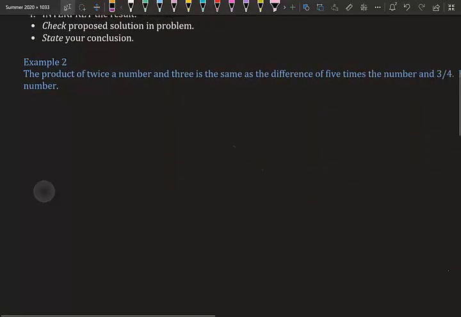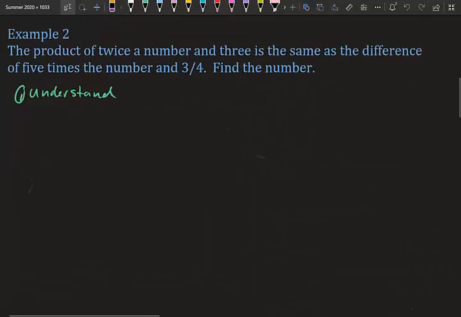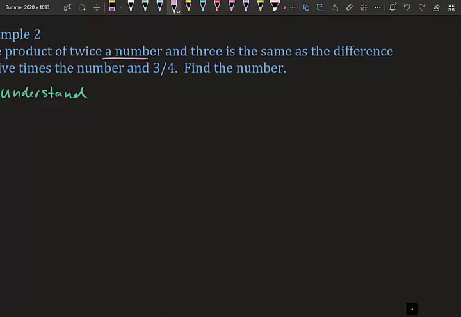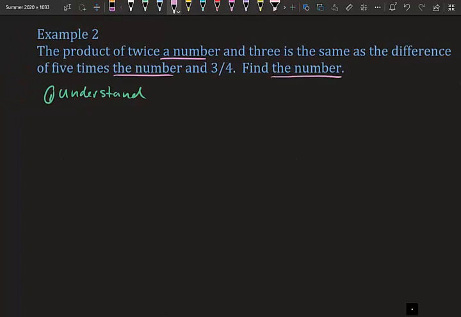Alright, example 2. Our first step is to understand. Understanding means we're going to find the unknown, and we're going to read it and read it and read it. Seriously, it helps. So let's read it. The product of twice a number and 3 is the same as the difference of 5 times the number and 3/4. Find the number. First things first, it's saying that we're looking for a number. It just says a number, the number. So that's what it's asking us to find, one variable.